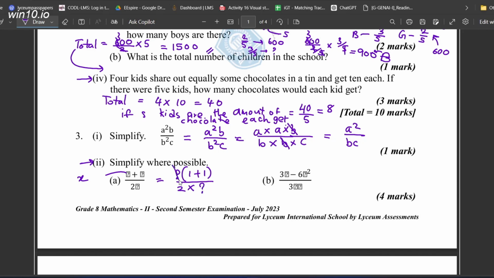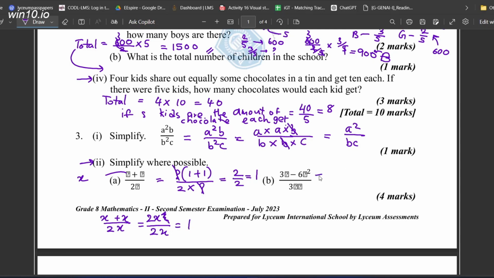Okay. Then we can cancel these two question marks. Then we are left with 2 over 2 equals 1. I'm just thinking of this question mark as a variable. So if I substitute the question mark with x, we get x plus x is 2x, over 2x equals 1. That's the answer we got.